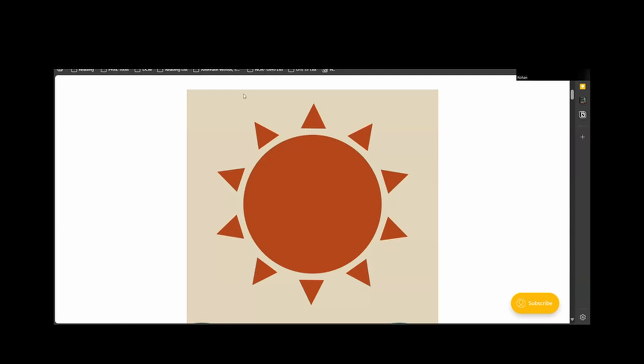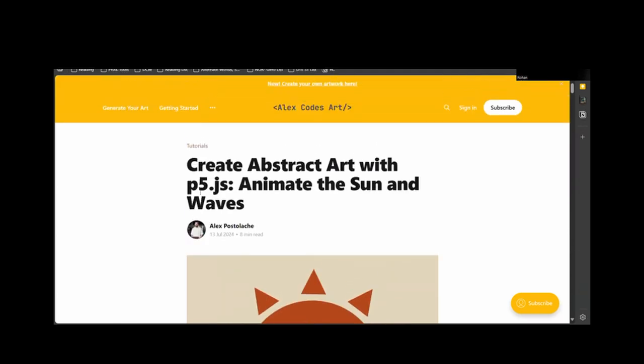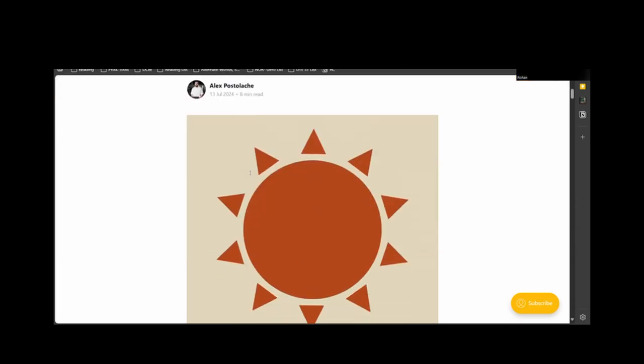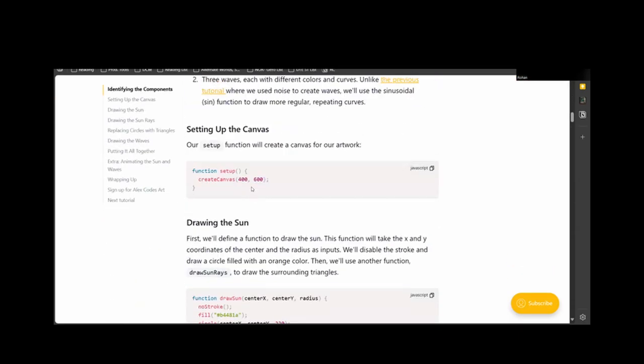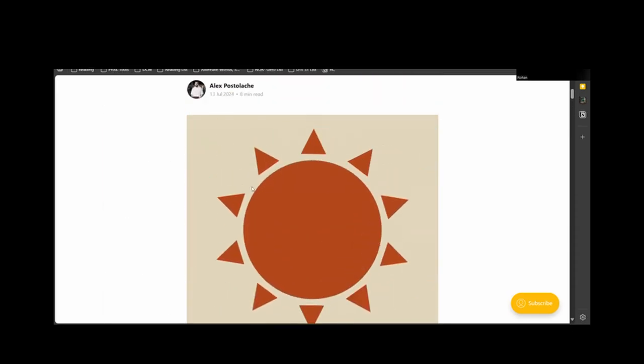So for reference, this is from this website called Alex Codes Art. And the thing is, it already has a lot of code. It has already been done. But for me, I'm not going to refer to any of this code or anything. I'm just going to go from first principles. Just use my knowledge that I have so far and try to recreate it as much as possible.